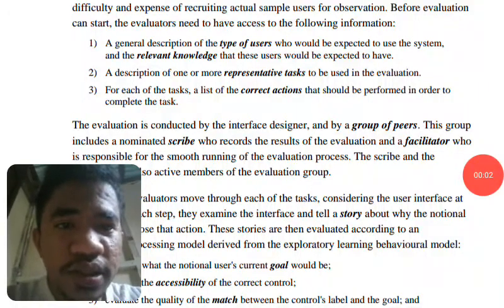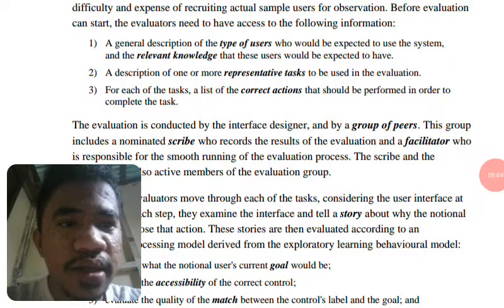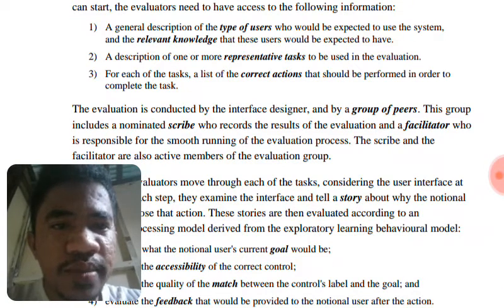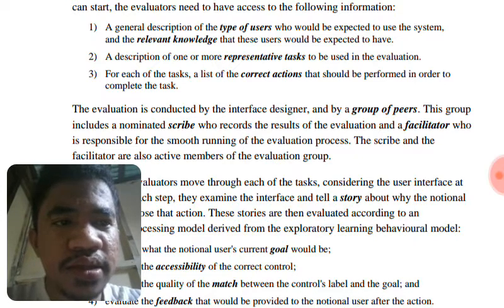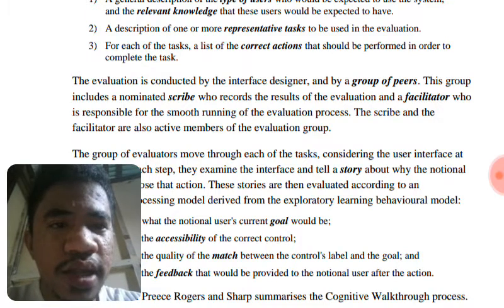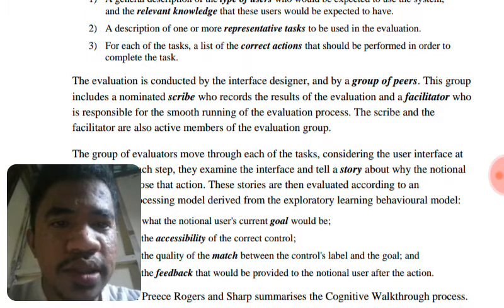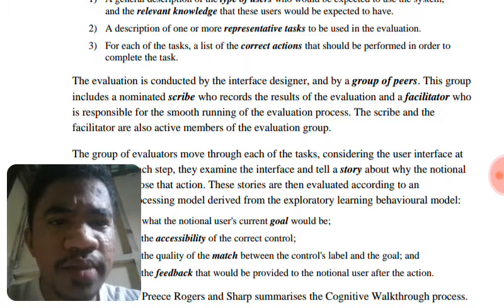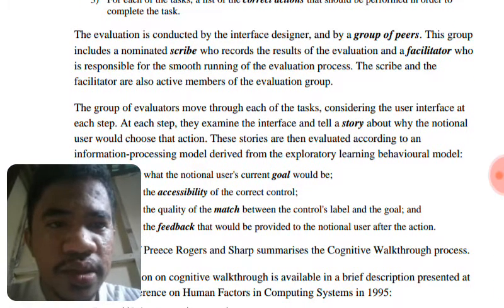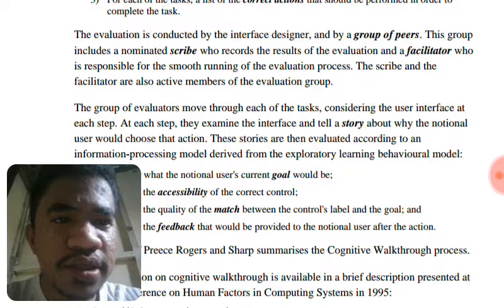The evaluation is conducted by the interface designer and by a group of peers. This group includes a nominated scribe, who will record the results of the evaluation, and a facilitator, who is responsible for the smooth running of the evaluation process. The scribe and the facilitator are also active members of the evaluation group.